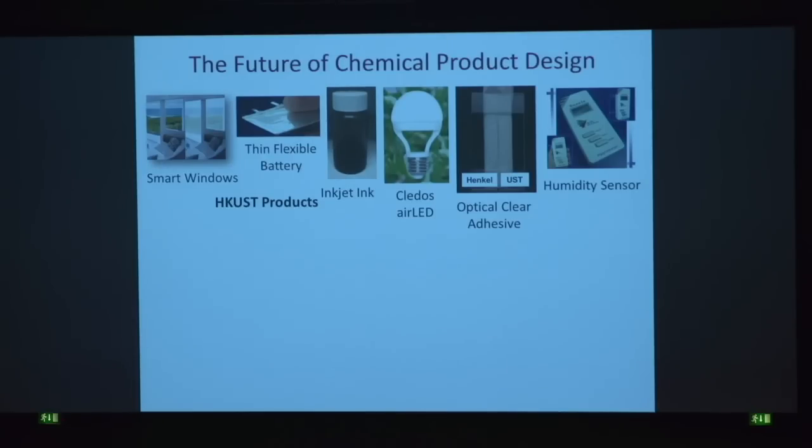I mentioned something, but these are the things that we are doing right at this moment. Smart windows, thin, flexible battery, inkjet ink, and the LED. Oh, by the way, you can buy this LED on Amazon. So if you Google, you'll find it. And we look at adhesive, very many different types, optically clear adhesive, for example, and other devices.